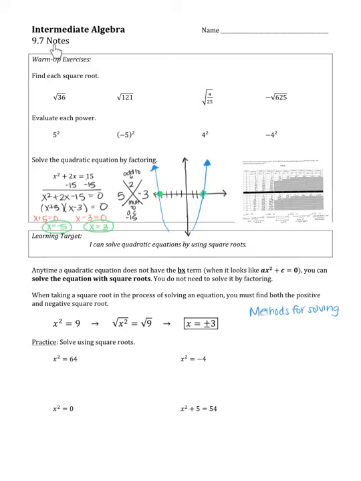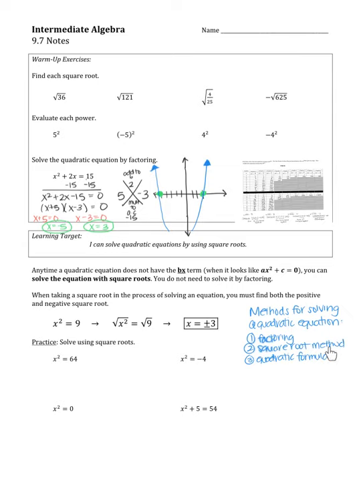9.7 notes. Yesterday we talked about solving a quadratic equation by factoring, getting the two solutions that would be the two x-intercepts. Today we're going to learn a second method. The second method is the square root method. We'll learn the third method later.